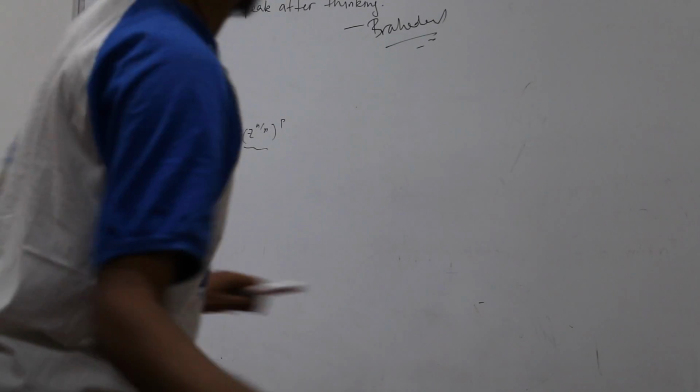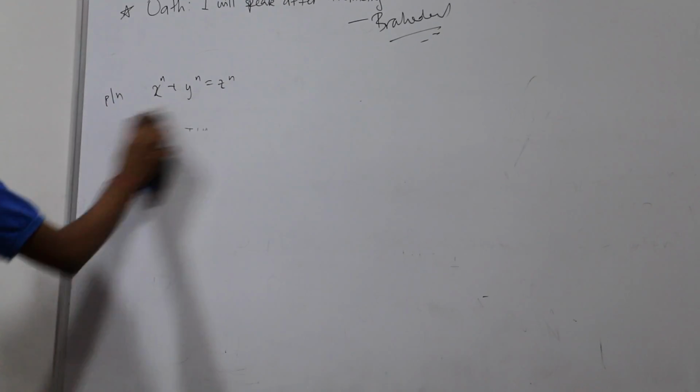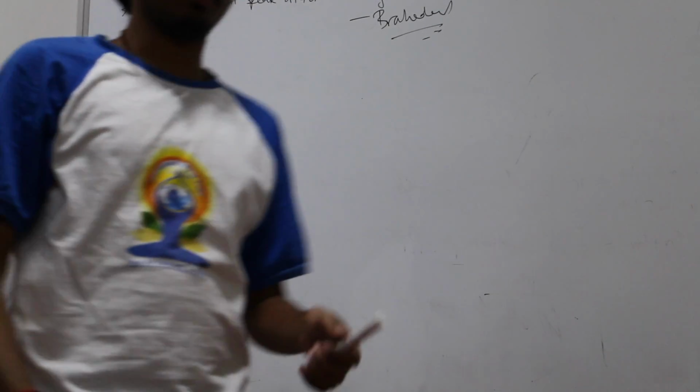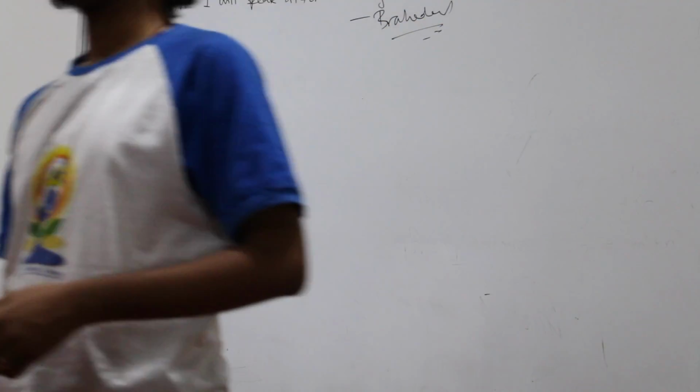So now, assuming that I have already done it for 4, let's look at the case when n is an odd prime, x power p plus y power p equals z power p.